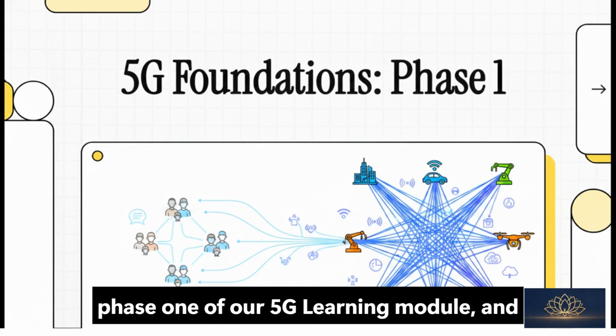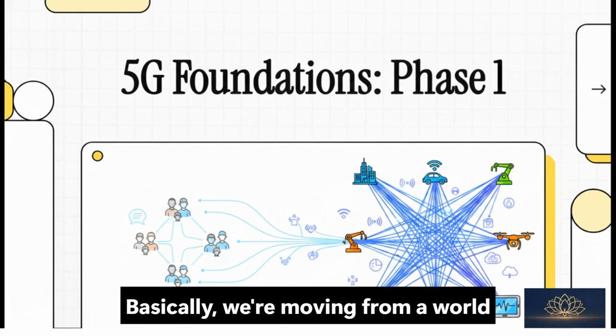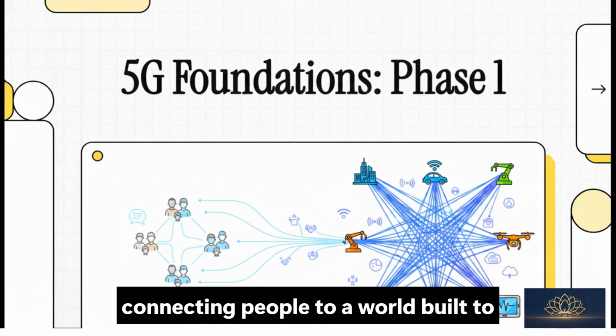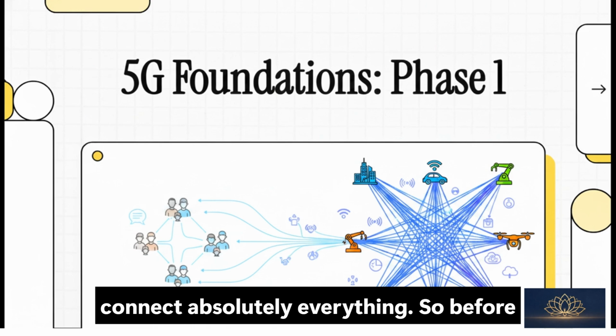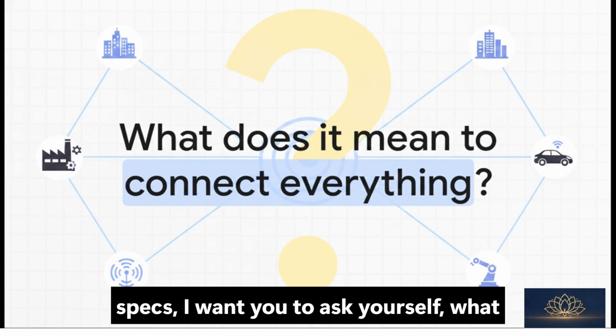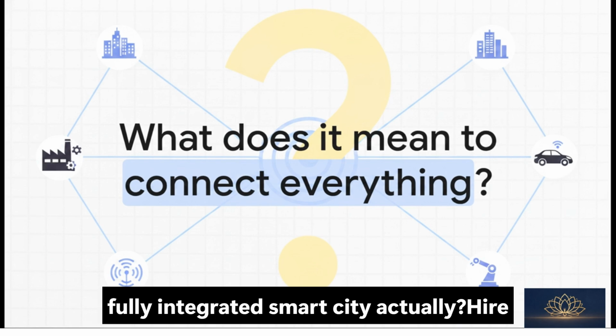Today, we are kicking off Phase 1 of our 5G learning module, and we're looking at a pretty massive paradigm shift in telecommunications. Basically, we're moving from a world that's focused almost entirely on connecting people to a world built to connect absolutely everything. So before we get bogged down in the dense technical specs, I want you to ask yourself, what does a truly connected smart factory or a fully integrated smart city actually require to function?